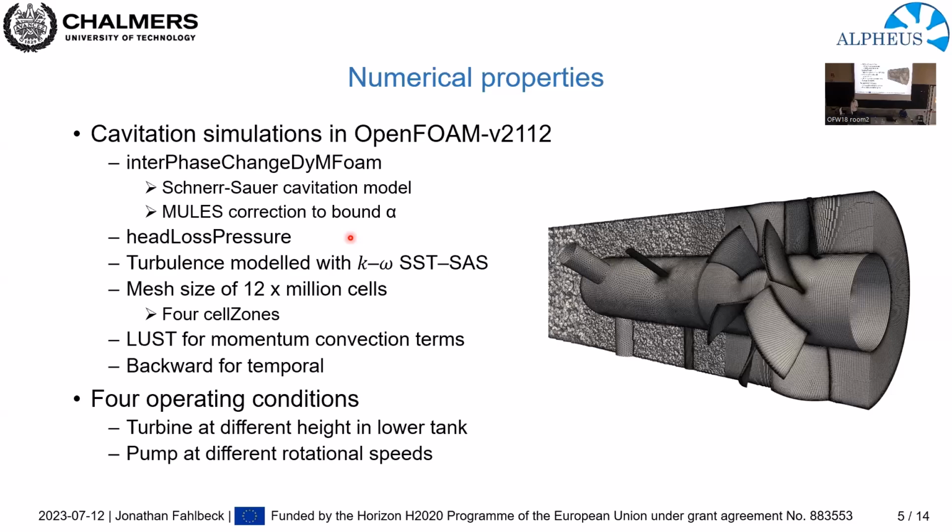And then I also prescribe the head loss pressure boundary condition at the inlet and outlets, with the turbulence model being the k-omega SST SAS model. And in this figure here, you can see a view of the mesh, which is divided into 4 different cell zones, and the cell size is roughly 12 million cells. And for the convection terms of the momentum equations, the linear upwind scheme is applied, and for temporal discretization, the backward scheme is applied. And in this study, 4 different operating conditions are evaluated: 2 in turbine mode, where we change the height elevation of the lower reservoir, and then 2 in pump mode, where the rotational speed of the runners is changed.